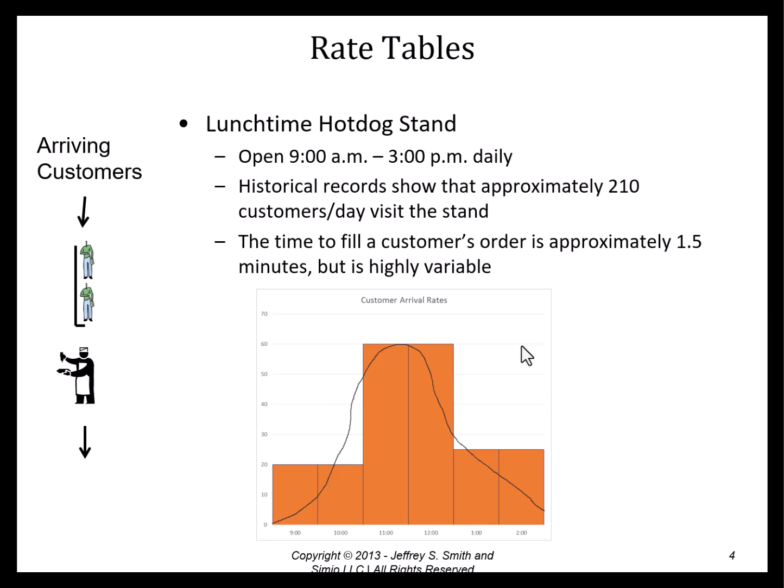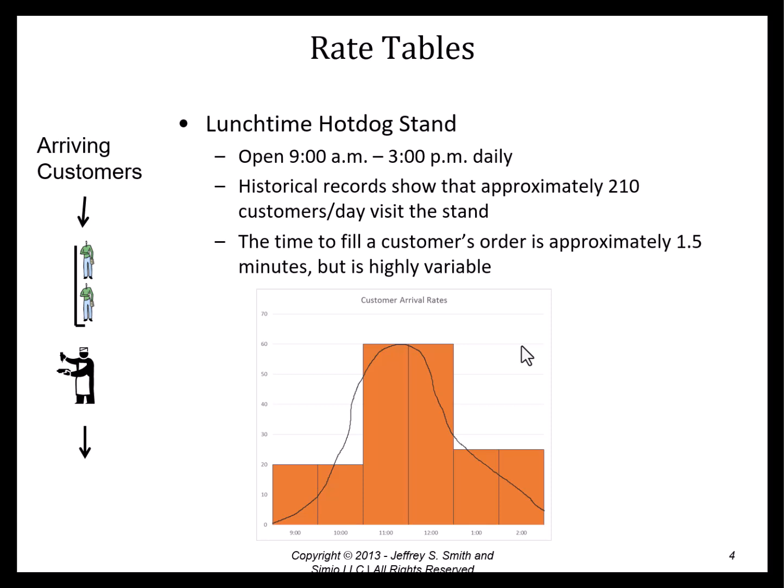With balking, we have the case where customers come to the place of business, in this case, the hot dog stand. They see the line and they decide not to even join the line and leave. For reneging, this is the queuing behavior when people enter the queue and wait in the line for some time and then leave the queue before being served.